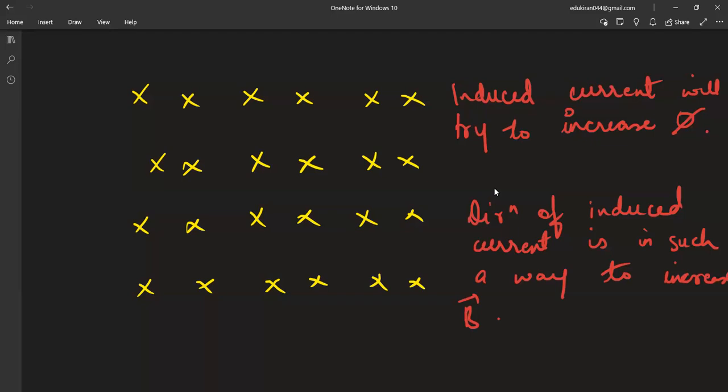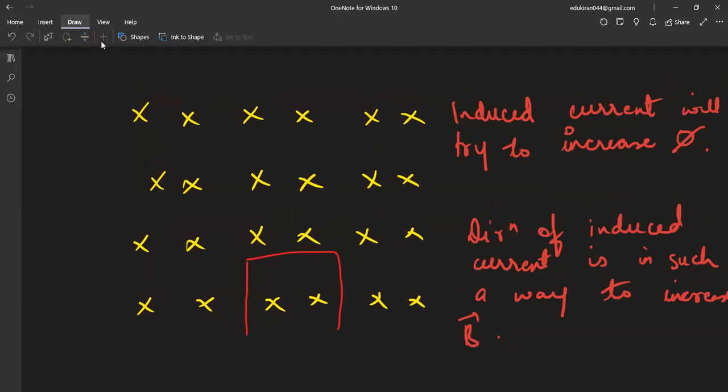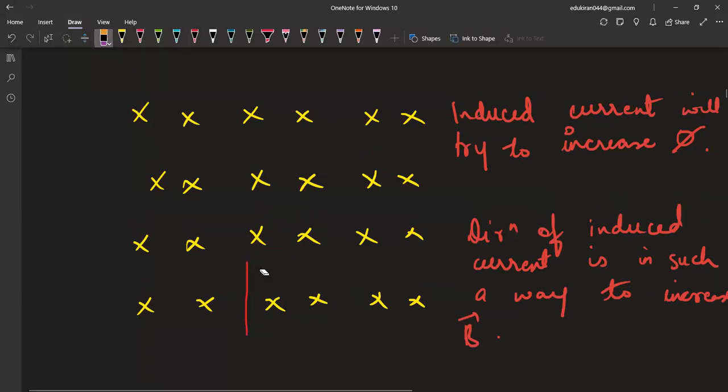See, first case is that, or let's take this example. This is a loop, a rectangular or a square loop.